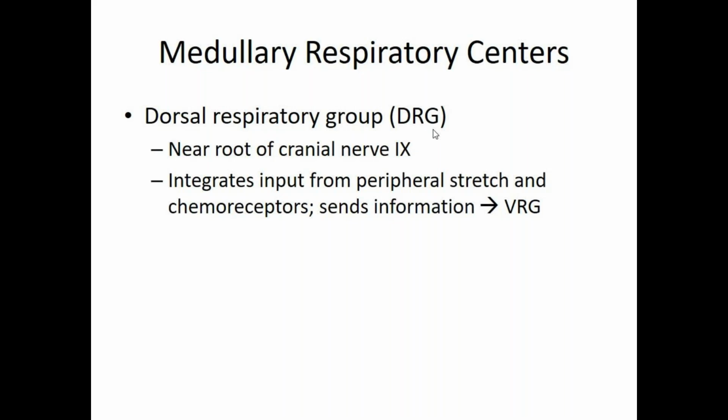So again, we go back to some of our examples before. Blood becoming too alkaline, the DRG will tell the VRG, okay, let's do a little more shallow here. Let's get a little more CO2 in the blood to slow it down a little bit, and we'll drop that pH back to where we need to go, or vice versa.